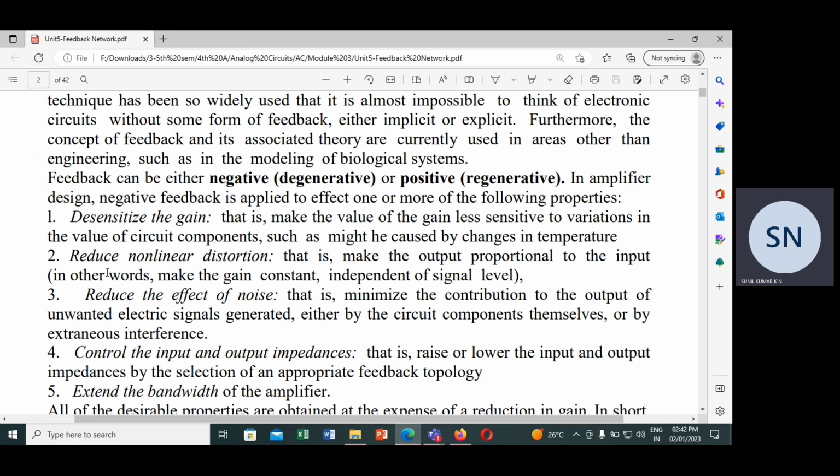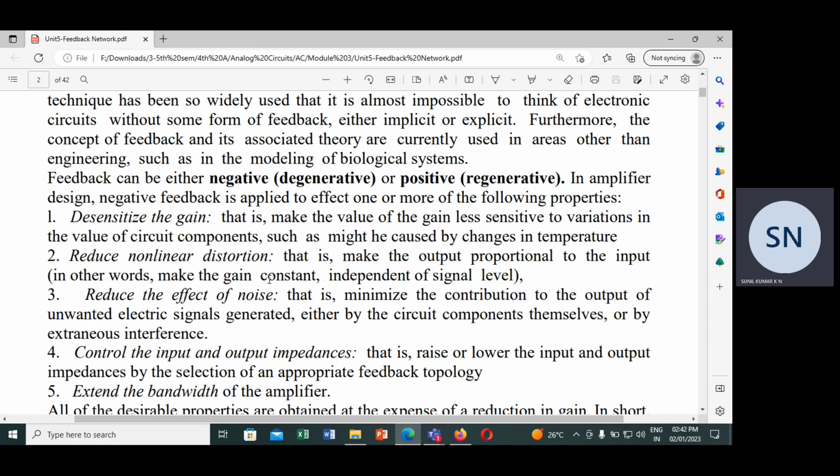And the second important property of negative feedback is that it reduces non-linear distortion. What does that mean? Whatever the circuit component, whether it is a transistor or diode, it is a non-linear device. Linearity means that for any increase in one parameter, we have a proportional increase or decrease in the other parameter. Non-linear means, suppose the input is increasing and the output is reducing, that is not linear. Or if it varies in an unusual way, then it is called non-linear behavior.